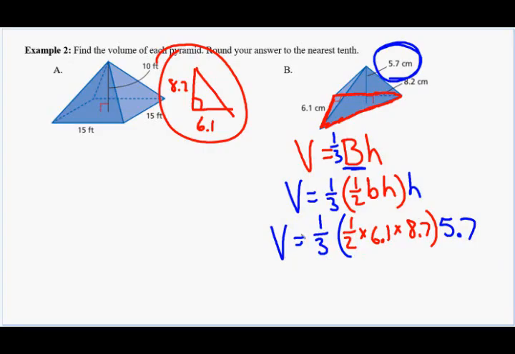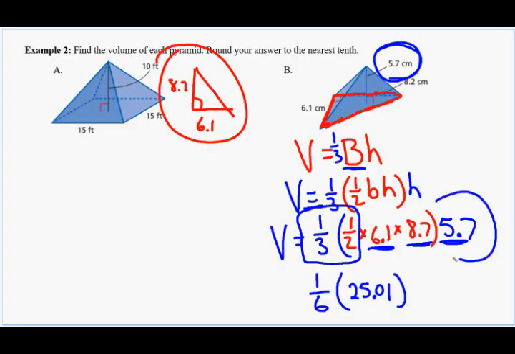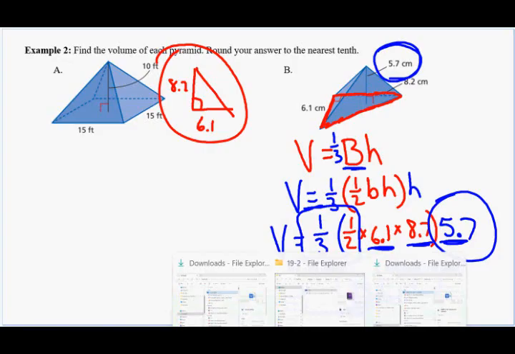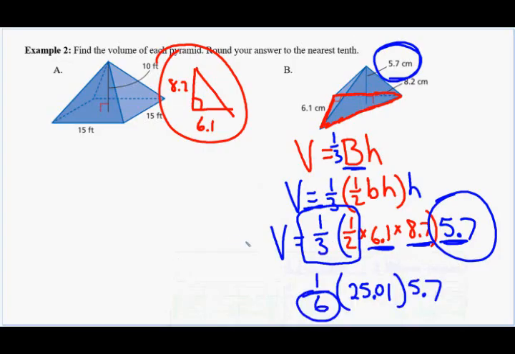So to make this a little easier on the calculator, I would multiply these fractions together first. 1/3 times 1/2 is 1/6. So we've got our 1/6 there. And then if we multiply the 6.1, the 8.7, and the 5.7, that should multiply to 25.01. And we're going to multiply that 25.01 by the 5.7, and then we'll divide by that denominator 6. And we should get our exact volume is 47.519. Units are centimeters, and they'll be cubed.